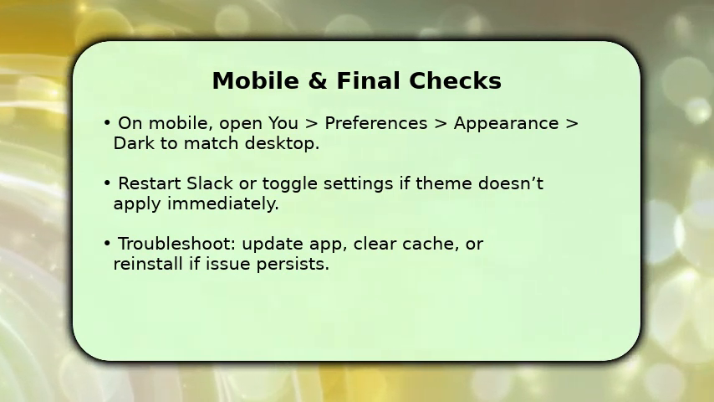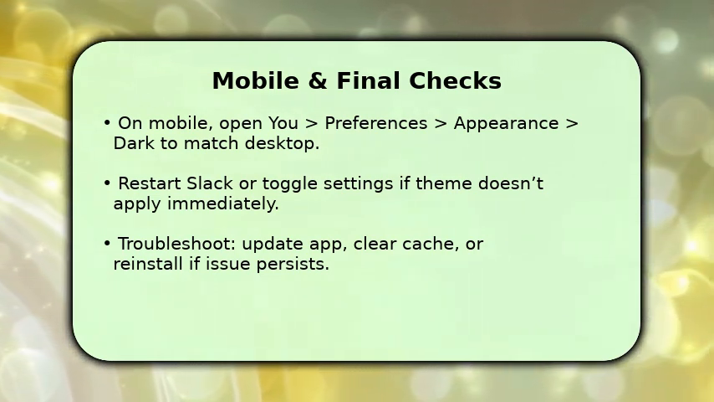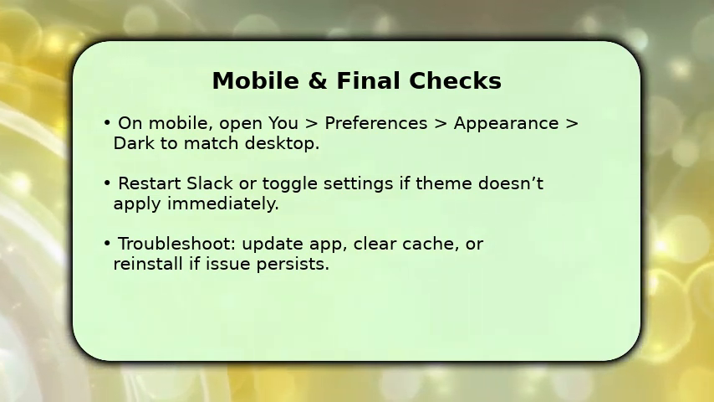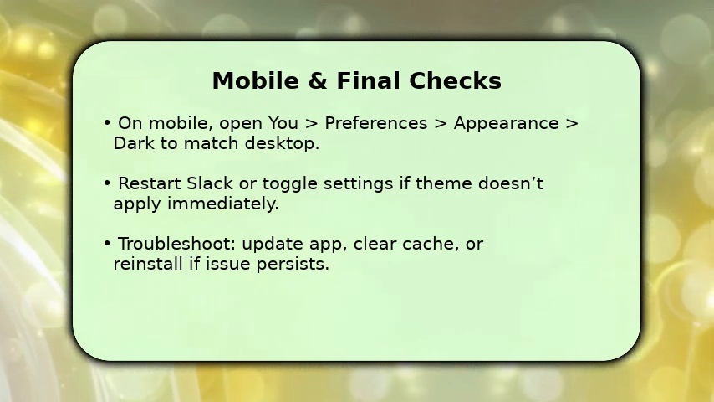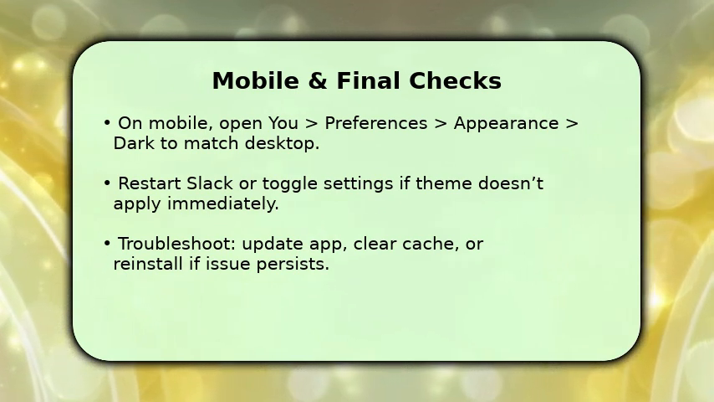If the dark mode still fails, update the app, clear the app cache, or reinstall Slack. That resolves corrupted theme assets. One key troubleshooting tip: verify your OS isn't enforcing high contrast that overrides Slack's appearance.